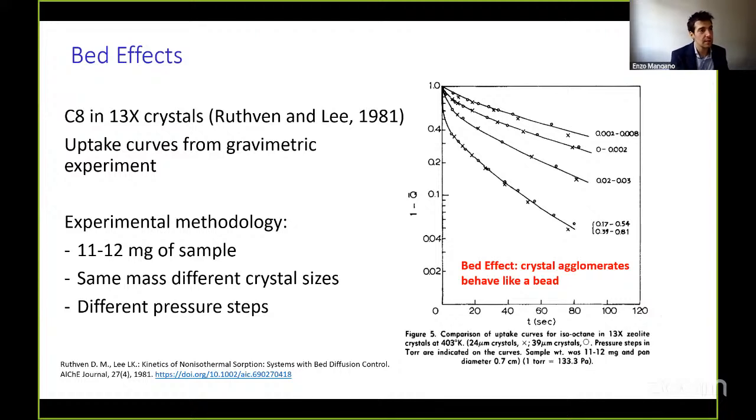So obviously, what I'm highlighting is that things can be done in order for you to check if you have bed effects or not. Distribution of the sample, changing the crystal size if you can, changing the sample mass, i.e. the size of the bed, essentially will help as well. So do a few checks in order to make sure that what you're measuring is effectively the diffusion inside the pores and not the external contribution of the transport.